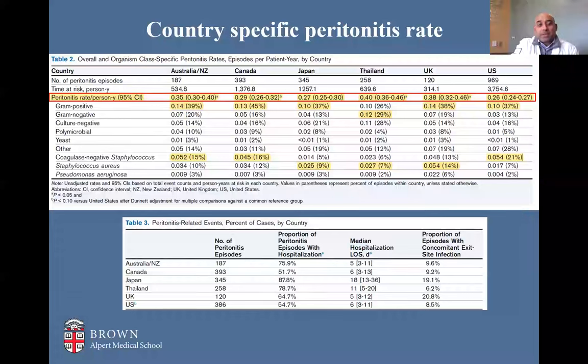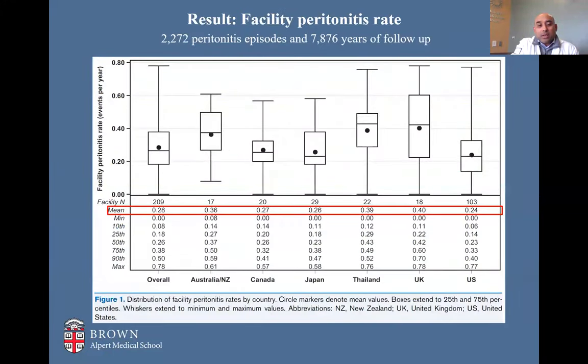All right. Actually, with the statistic questions you bring on, the next one, I have a question about this as well, and maybe someone can help me. This shows the mean facility peritonitis rate per country. So, for example, US 103 facilities combined, the peritonitis rate was 0.24. And then this gives you 90th percentile, 10th percentile per country. And here you can see pretty much everyone manages to stay below 0.4.